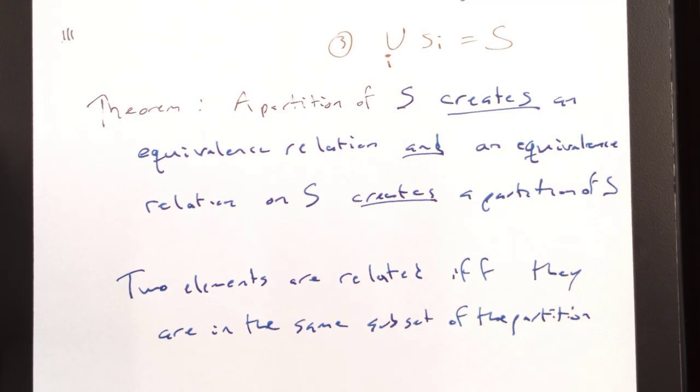How do I know if two numbers are equivalent? Two numbers are equivalent if they're both odd, or if they're both even. That's the same as if they're the same mod 2. That's the equivalence relation for the partition I was given.